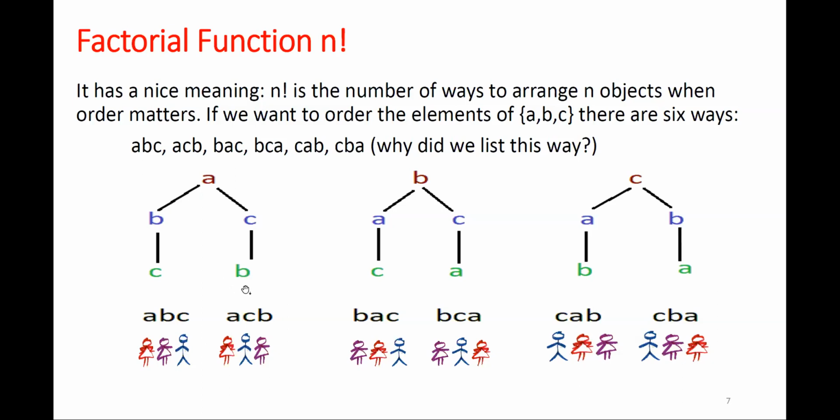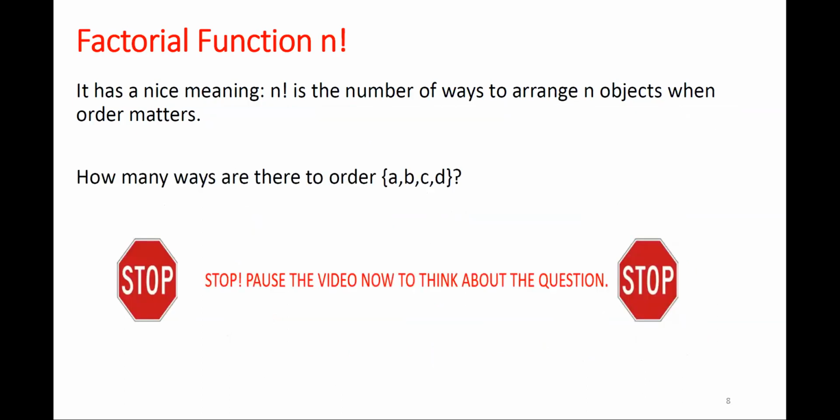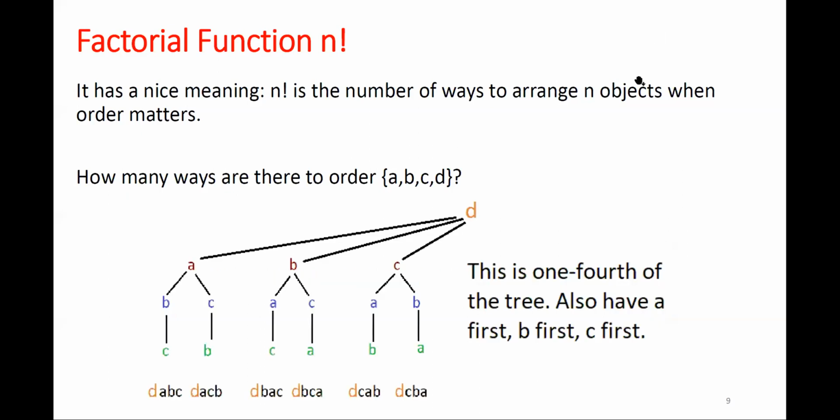But when you look at all this, this is a really good way so that we don't forget any cases. Now, what if we do something a little bit harder? How many ways do you think there are to order A, B, C, D? There were 6 ways to order A, B, C. So I'm going to pause and let you think about how many ways we could order 4 elements. So let's look and try to count how many ways there are to order 4 elements.